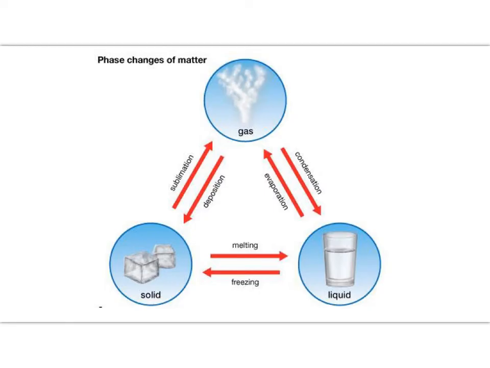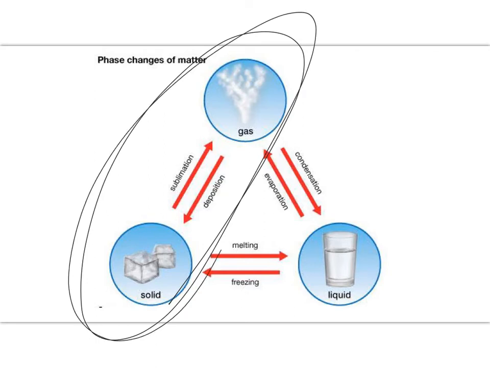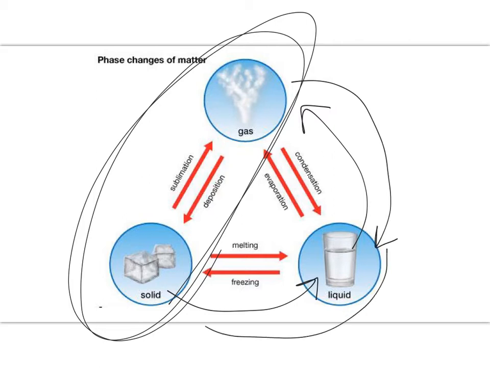Here's just another view of what we just looked at. So this is that weird zone here where the dry ice skips the liquid phase, but most of the substances you're familiar with will go from solid to liquid to gas, back to liquid, back to solid. So over here on the left, that's a special case.